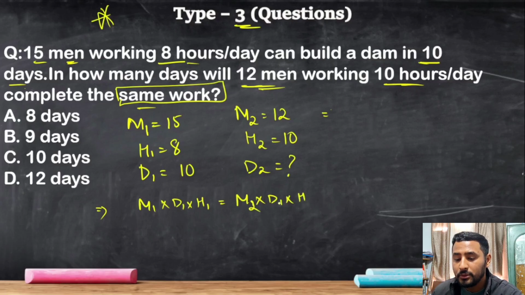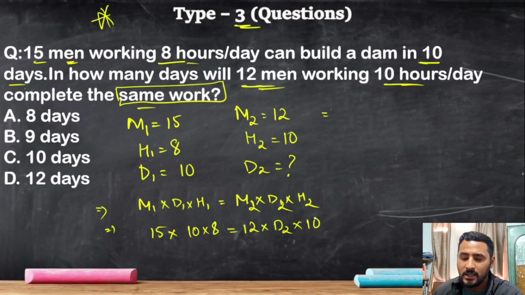Must be 2, okay? Clear? Now put the values. M1 is 15 into D1 is 10 into H1 is 8 equal to M2 is 12, D2 we don't know, into H2 is 10. Now I've told you when they are in the numerators you can cancel them, right? When you see equal in between, you can cancel 10 and 10 gets cancelled.